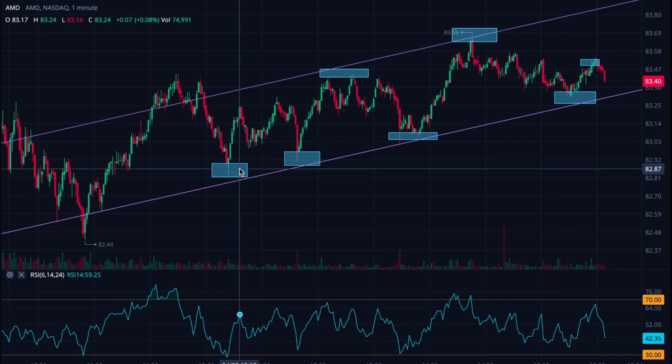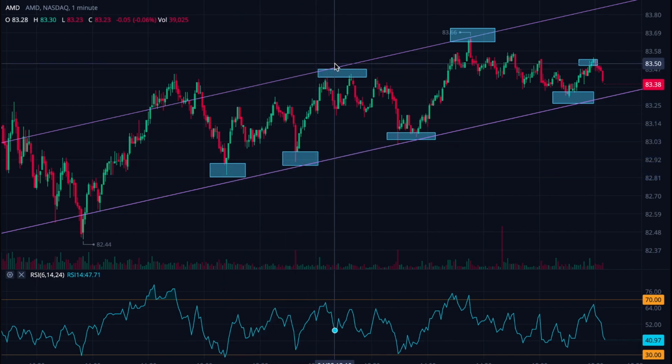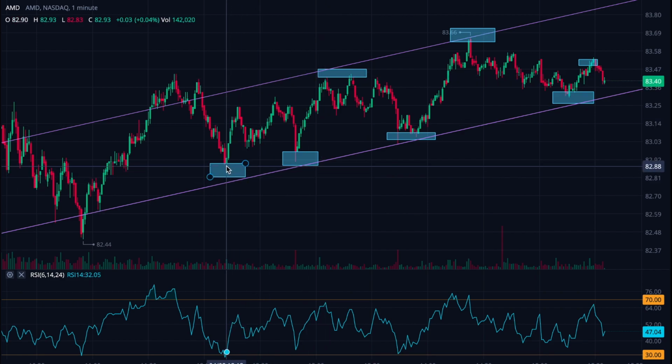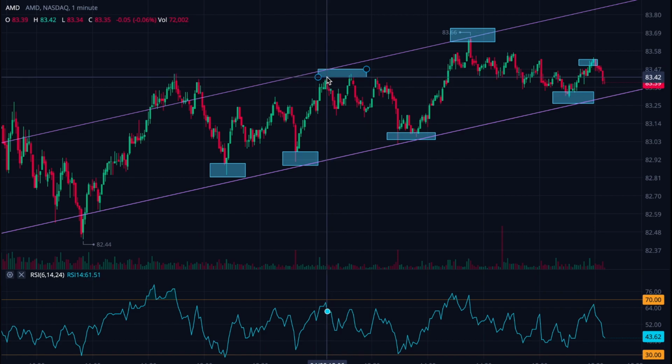And then, if you had been riding the channel and you didn't sell out until, say, it got toward the top here, you might have looked and said, okay, it's toward the top of my channel. It is 67.95 on the RSI. Yep, that's pretty close to 70. I think that's probably a good opportunity to sell out. So you would have ridden that price from about, say, 82.88 up until about 83.42.